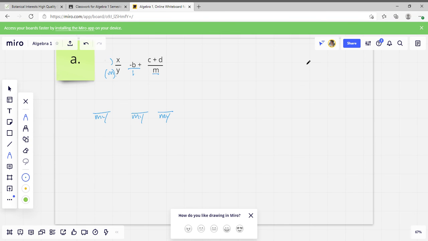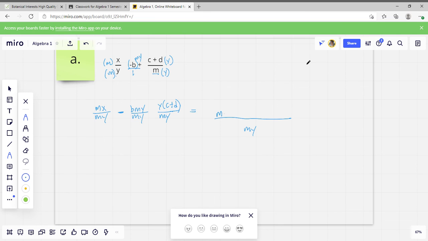On the first one, I got to multiply the top times m, so that'd be mx. And I've got a minus sign right there. This one, I had to multiply the whole thing times my. So I'm going to have b, m, y. And then up here, I had to multiply times y. So I'm going to have y times c plus d. And then my new bottom down here is just going to be my.